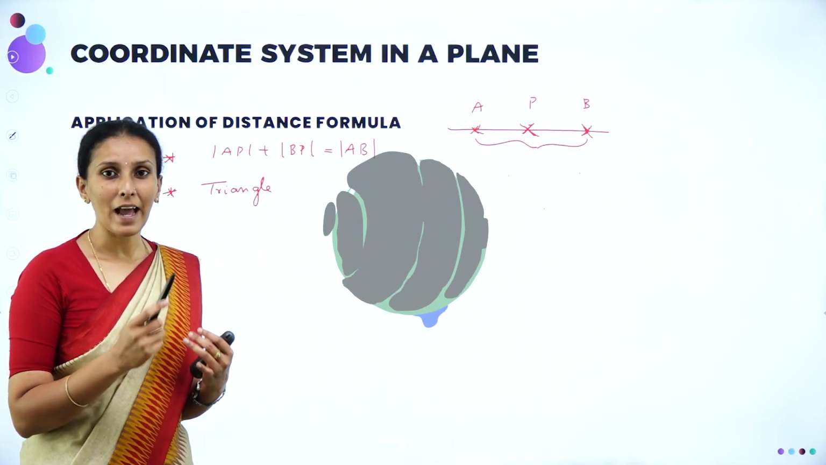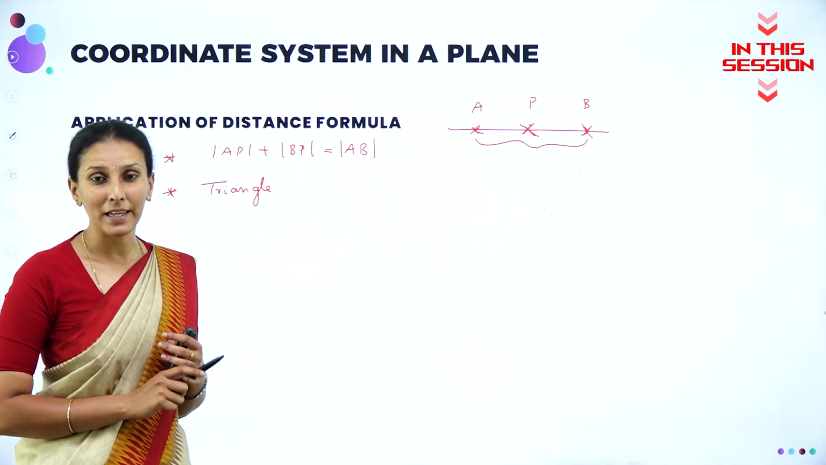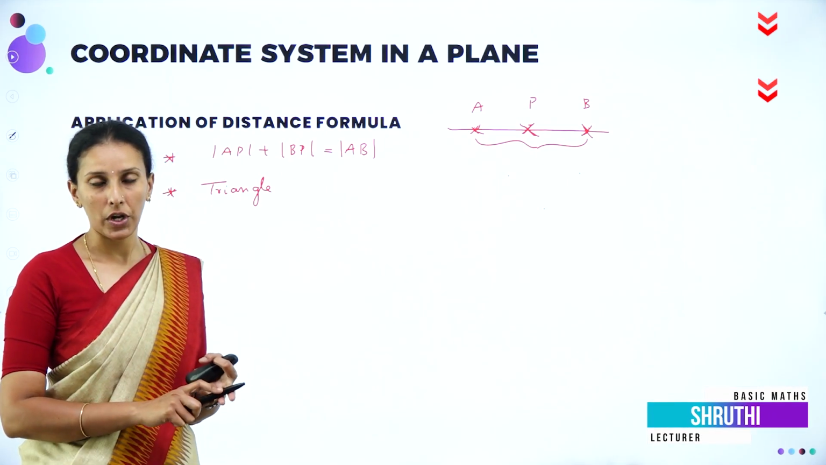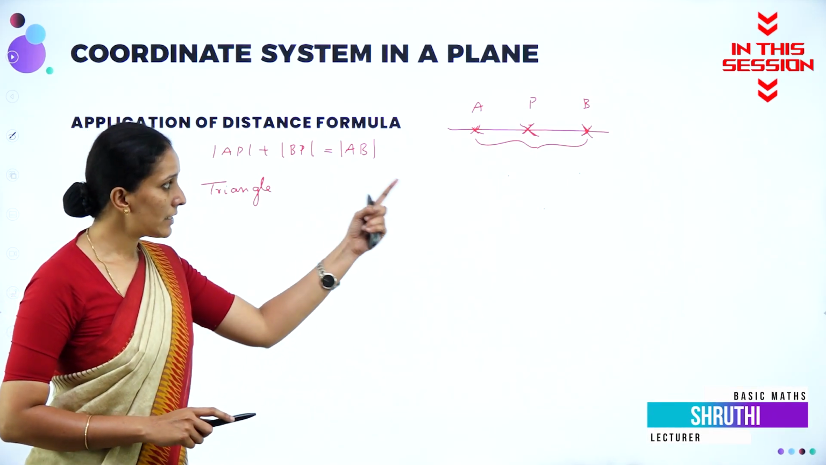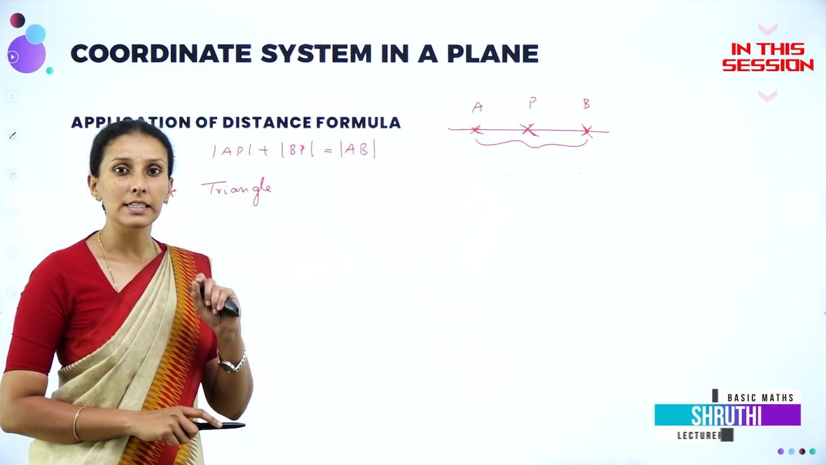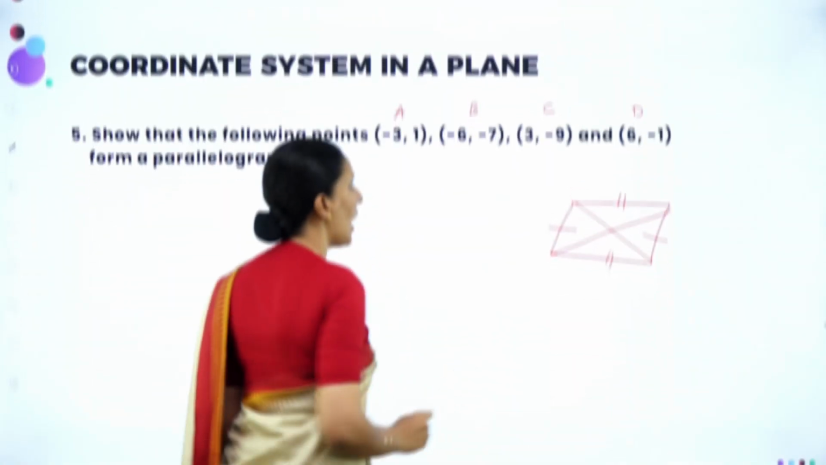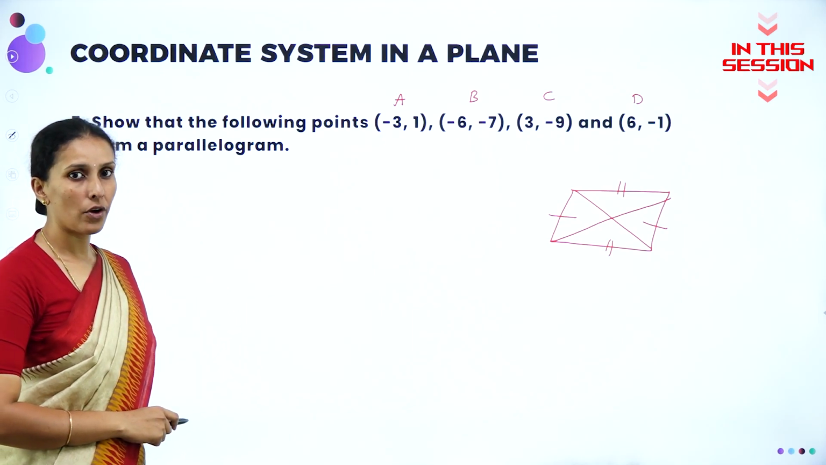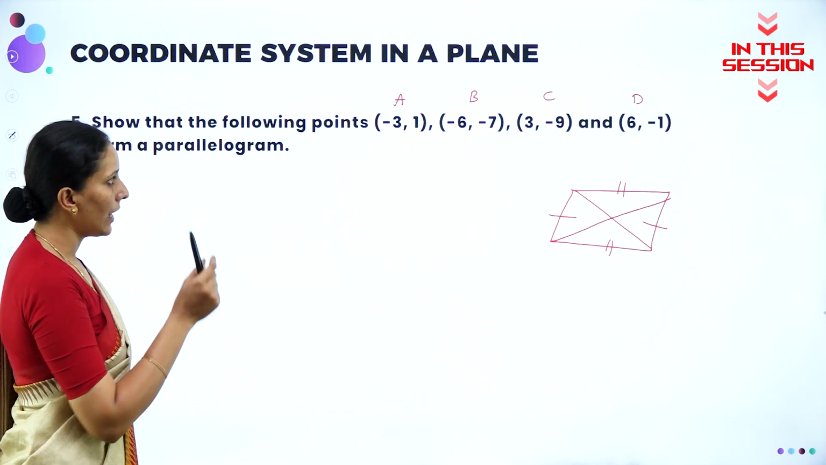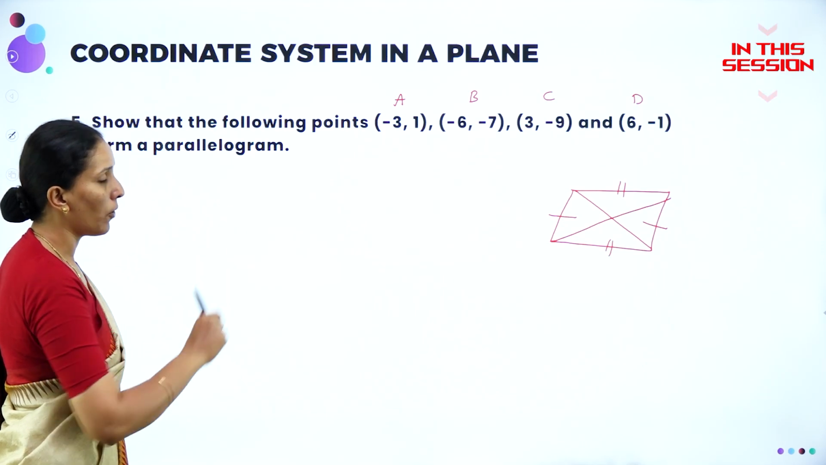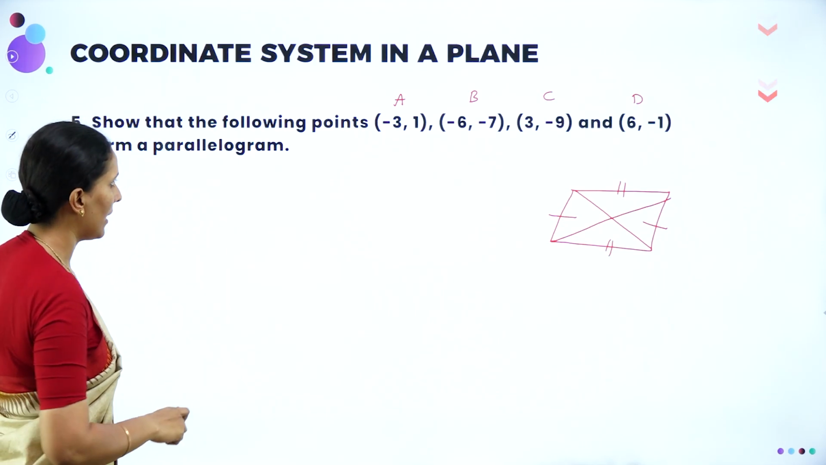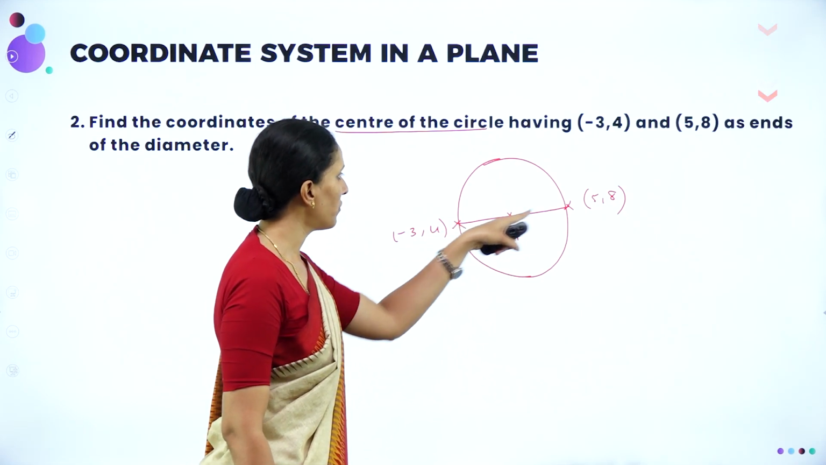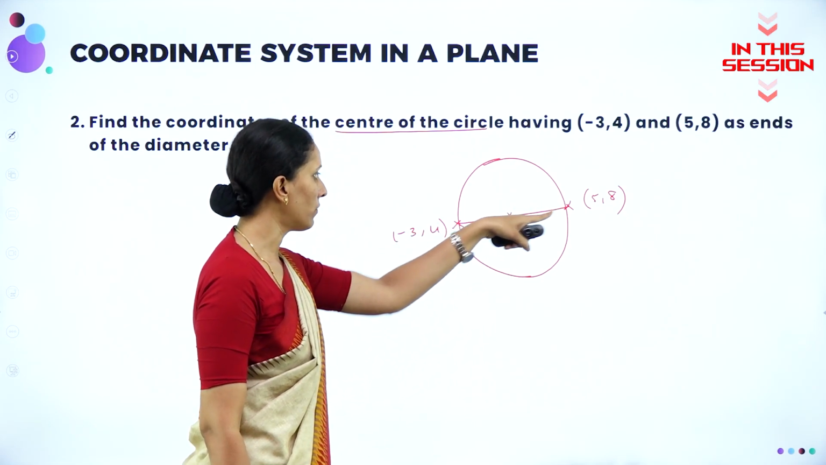Now basically we have learnt types of triangle based on sides: equilateral, isosceles and scalene triangle. How to show that these 3 points represent an equilateral triangle? I need to show that opposite sides are equal and diagonals are equal. So let us calculate the distance between all possible sides and diagonals. Center of the circle is nothing but the midpoint of the line segment, or the midpoint of the diameter.